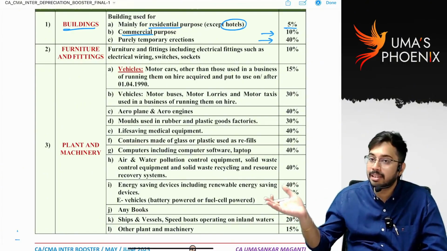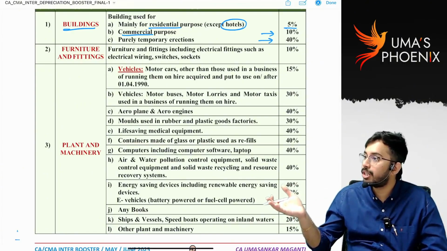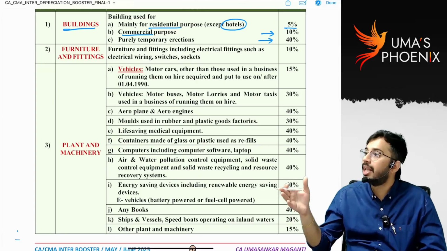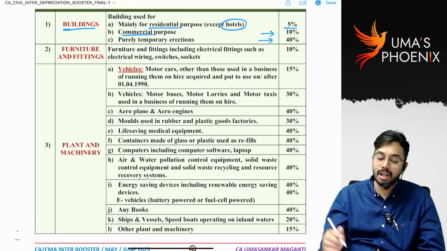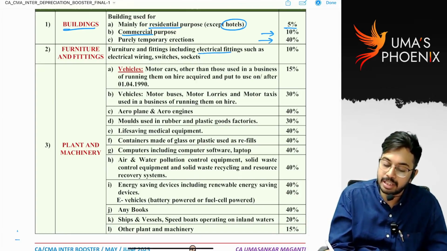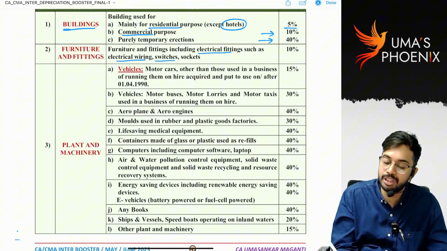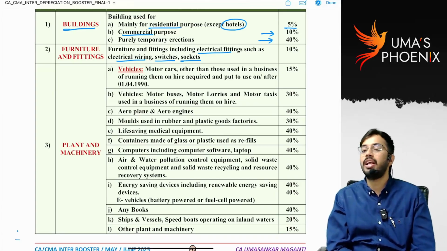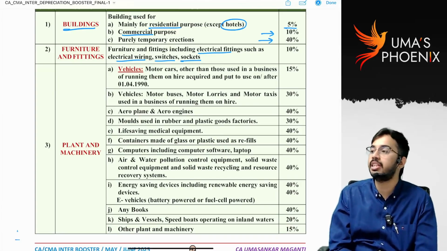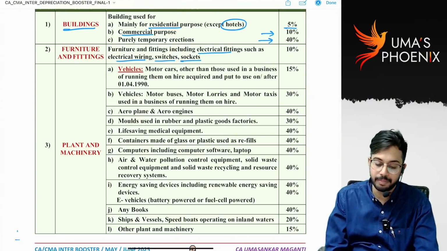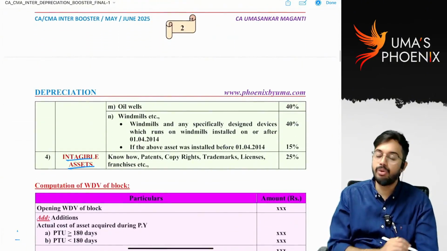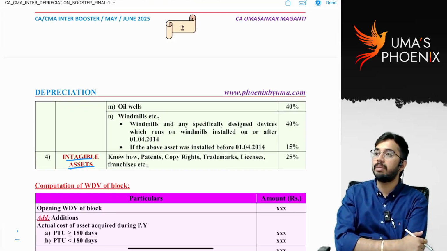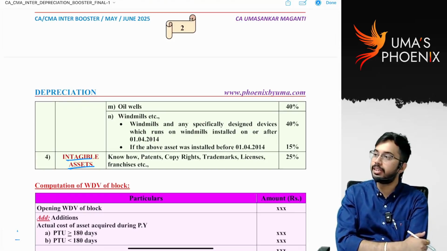Now, the desk on which you are sitting, it is furniture to KS Academy. On that desk, they will apply 10% rate of depreciation. Is it clear? So furniture includes electrical fittings such as electrical wiring, switches, sockets. So on furniture and fittings, the rate of depreciation that is applicable is 10%. Next, intangible assets. Intangible assets excluding goodwill, the rate of depreciation applicable is 25%. Is it clear?